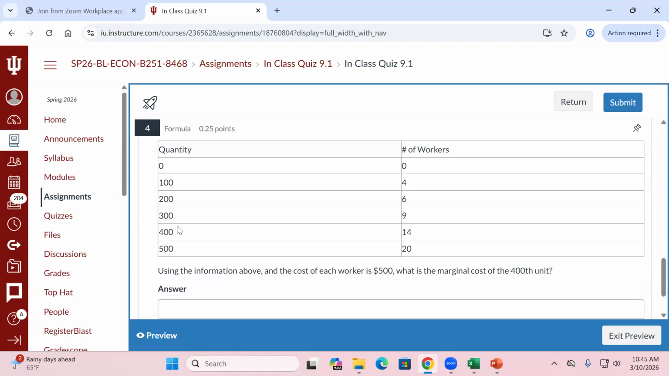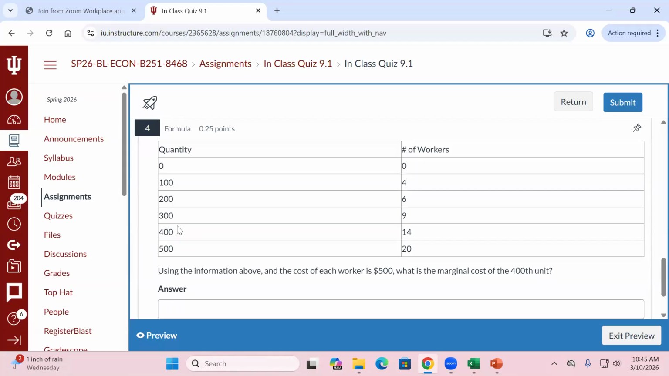What's the change in my total cost? Well, if each worker costs me 500, what would be my total cost at 300? 9 times 500. What would be the total cost when I go from 300 to 400 units? Well, I'm now hiring 14 workers, so 14 times 500. Or I can think about the change in my cost. If I have to hire 5 additional workers to go from 300 to 400 units, and each worker costs me 500, what was the change in my total cost? 5 times 500. Or I can calculate those total costs, and hopefully what I see is that the change in my total cost would be the exact same value, right?